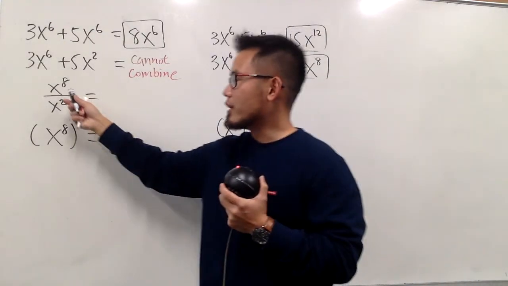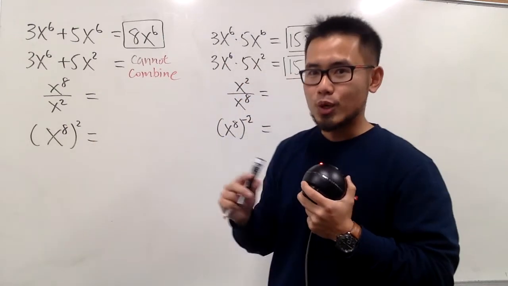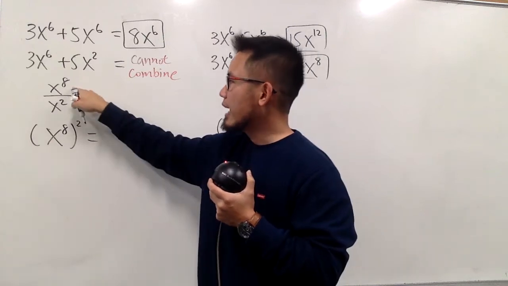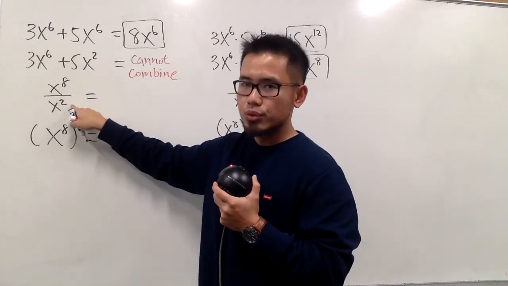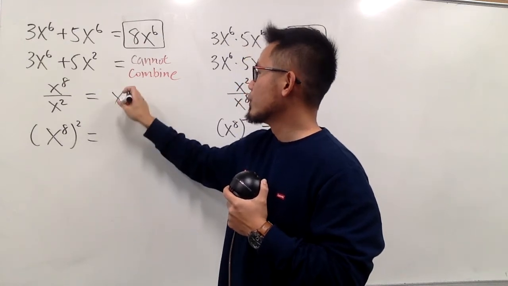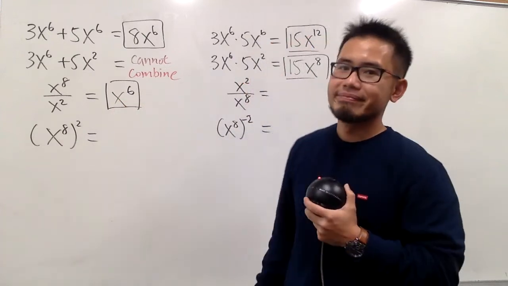Okay, moving on to this one right here. x to the 8th power over x squared. We're dividing now, so what should we do? We have to subtract the exponents, okay? So in this case, we will have to do 8 minus 2, which will be 6. And this is going to be the new exponent. So we will have x to the 6th power. This right here is it.